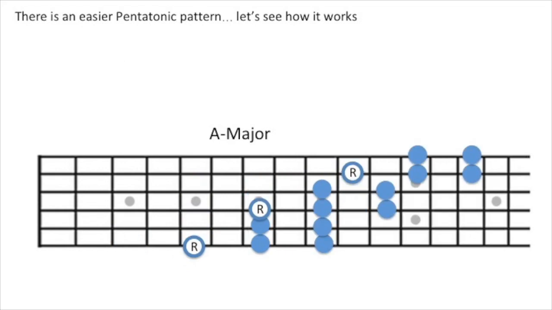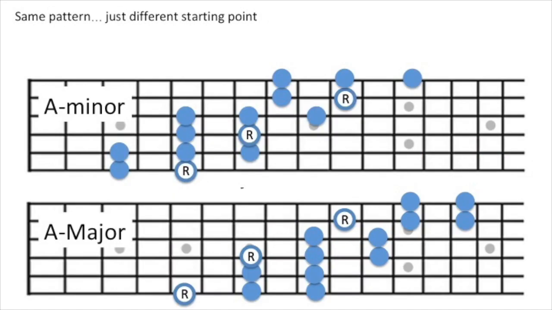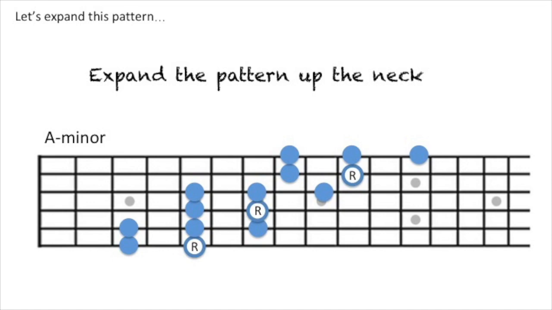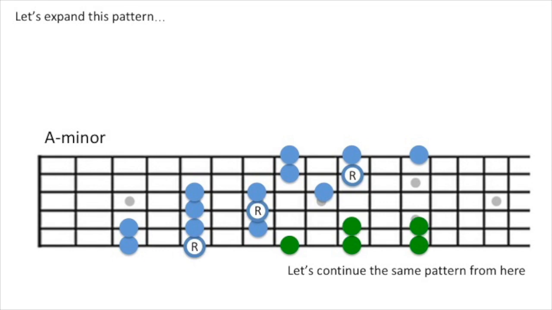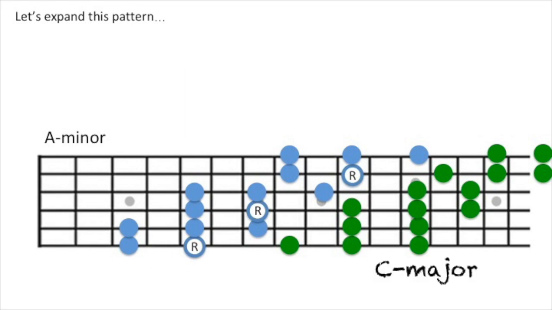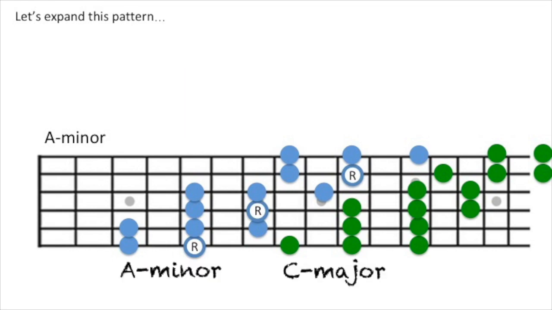A major uses the same pattern, but has the 2 whole steps starting at the root. Here's both of the scales, side by side. You can see the same pattern in both. We can expand the pattern up the neck by copying the first string back over to the 6th string. When we continue the pattern, we move even further up the neck. And of course, this expansion should make sense, because it's just the major pattern for C, which is the relative major of A minor.